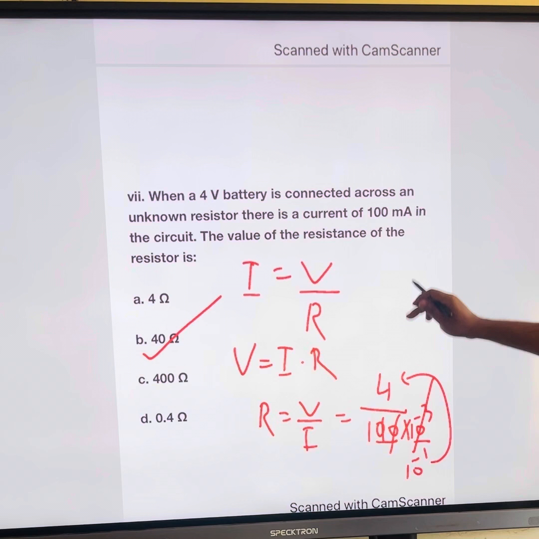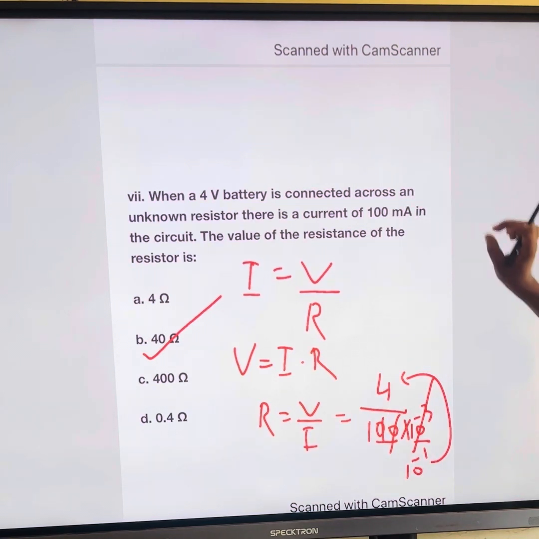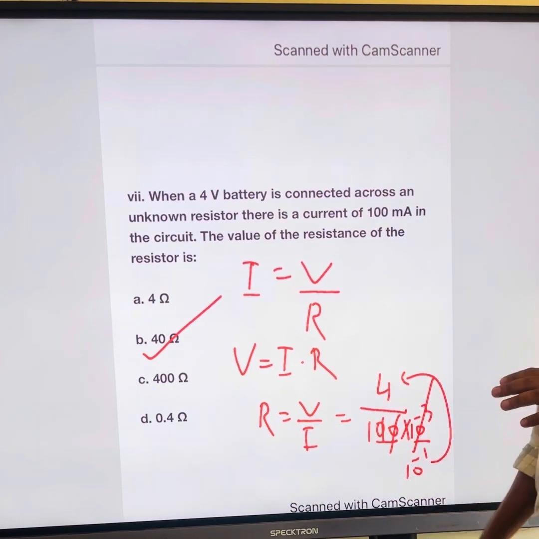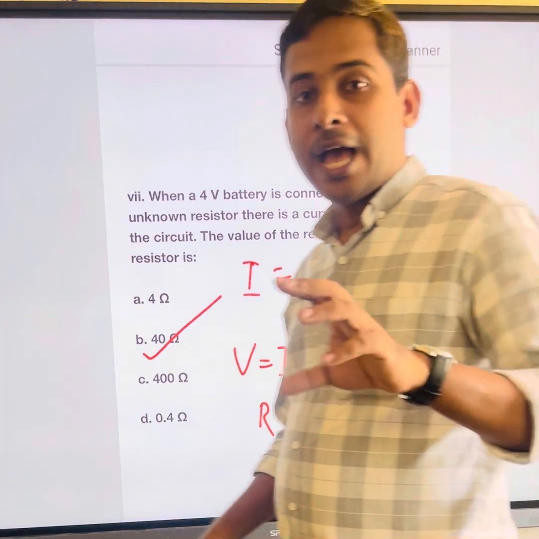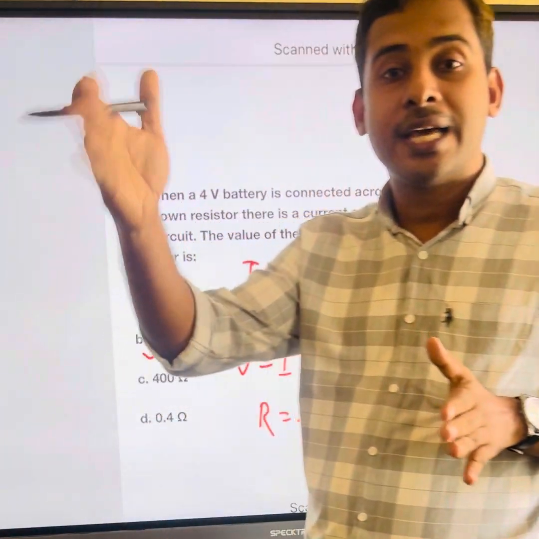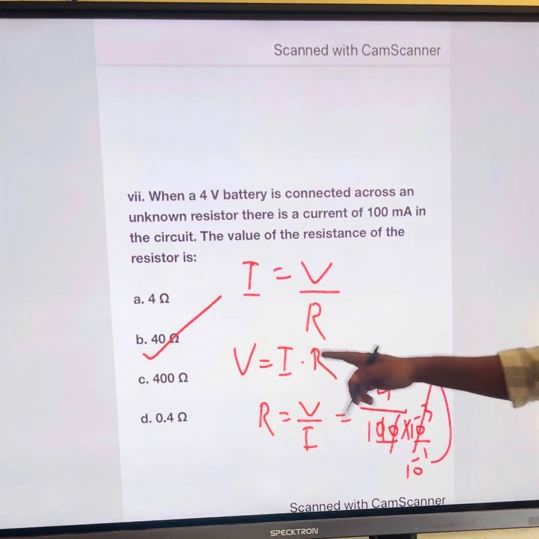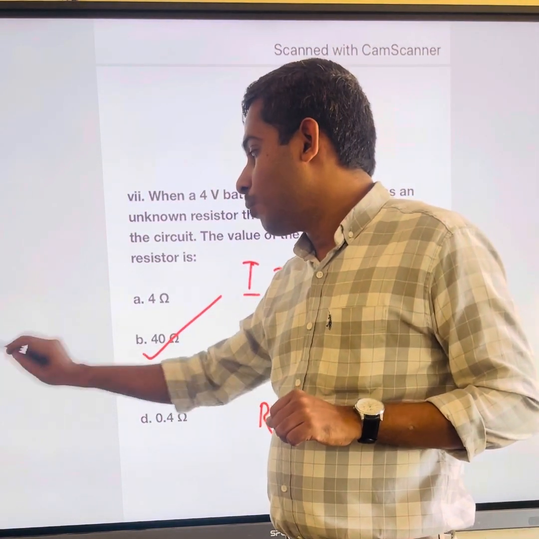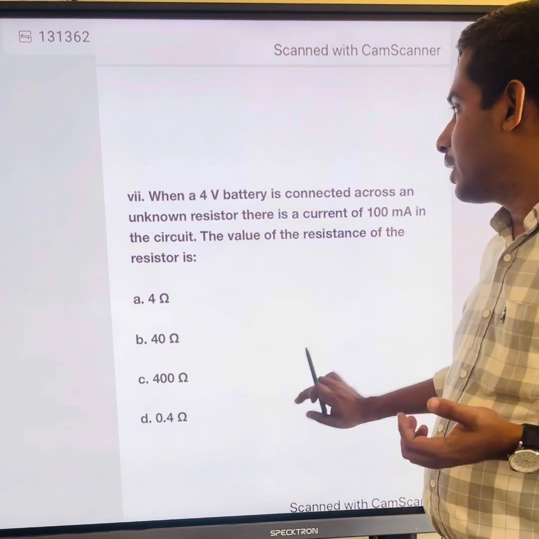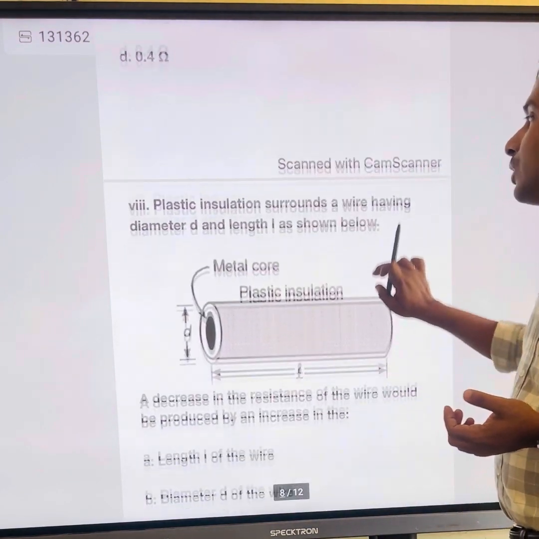So 4 divided by 100 milliampere means 100 into 10 to the minus 3. That minus 3 and 100's 2 zeros will get cancelled, so the remaining part, minus 1, will go upside. So the answer will be 40 ohm. Okay. Very easy question only. Then I am going to the next question here.